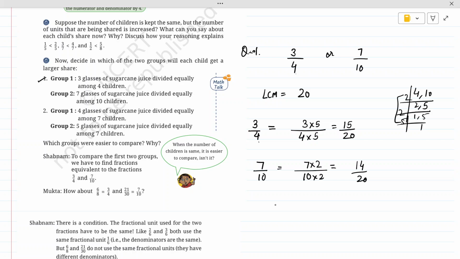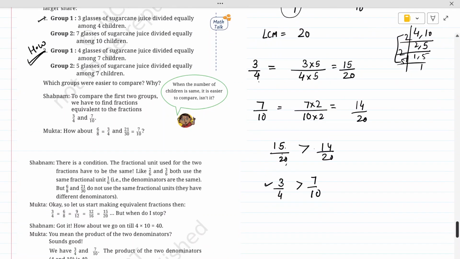So what we have? 15 by 20 and 14 by 20. And we know the denominator is same and the numerator 15 is greater. So 15 by 20 is greater here. 15 by 20 corresponds to the given 3 by 4, and 14 by 20 to 7 by 10. So this is greater. Okay, easy. Similarly, you can pick up this one as homework. The question 2 is homework.